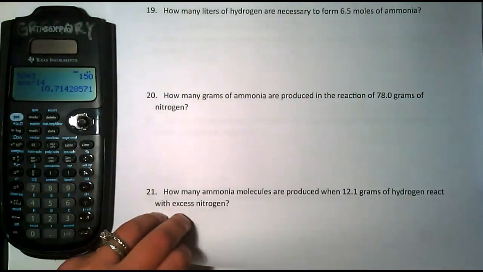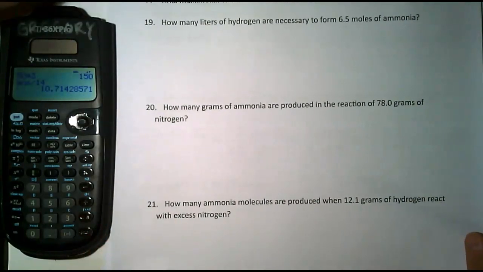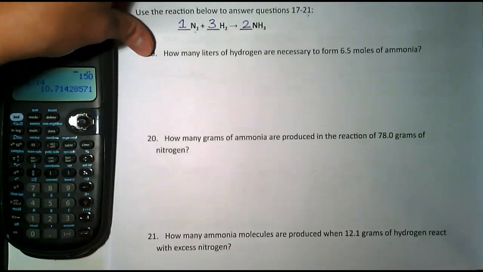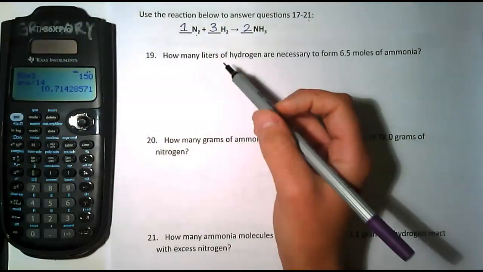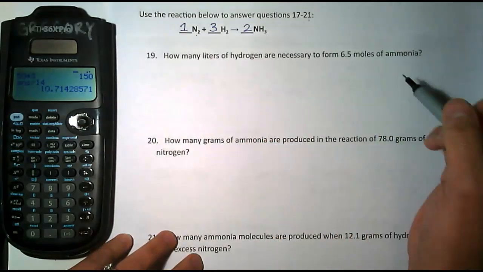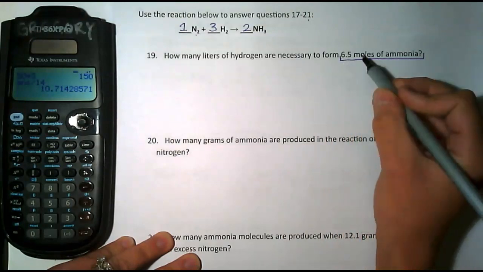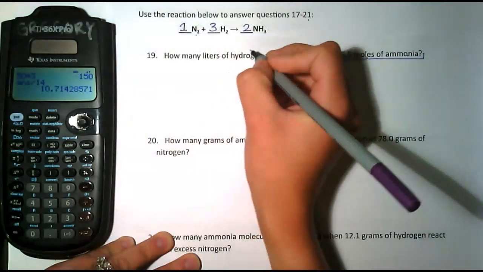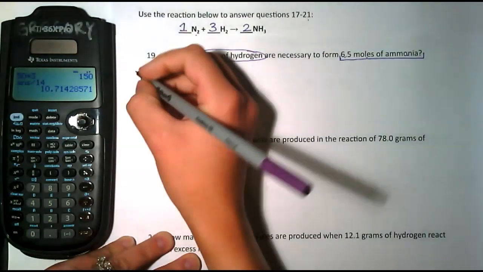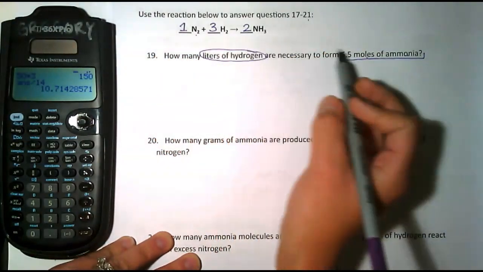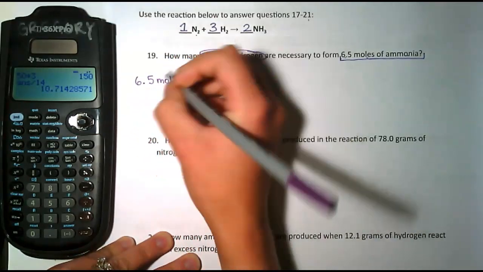Alright, continuing on. I'm going to actually keep the equation up here so we have it as a reference for doing the next problem, since it's the same equation. So this next problem says how many liters of hydrogen are necessary to form 6.5 moles of ammonia. So that's my given value, unit, and substance, and I want to know how many liters of hydrogen are necessary. So I already have my balanced equation, so I'm going to start with 6.5 moles of ammonia, which is NH3.